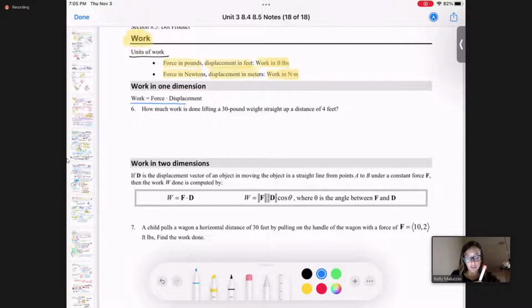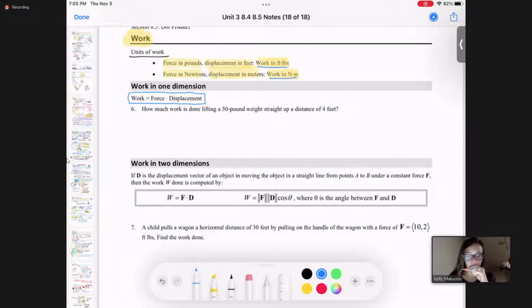And the equation of work is force times displacement. And that's why notice the units are literally the unit of the force times the unit of the displacement. If that doesn't give you an indicator of the equation, I don't know what else would.